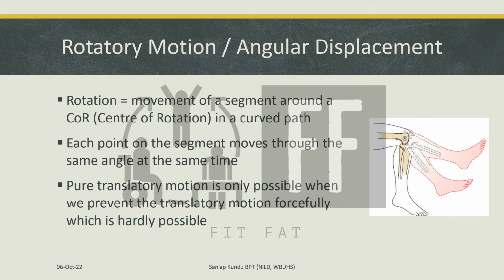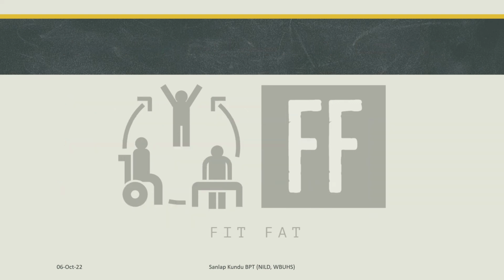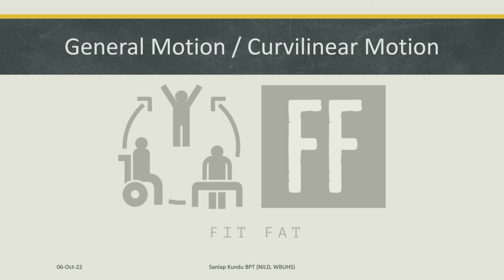So now in this figure, you can see an example of rotatory motion where each point in the tibia segment moves through the same angle at the same time at a constant distance from the center of rotation, which is A. Okay, so the third type of motion is also called general motion or curvilinear motion. Again, as the name suggests, curvilinear means there is curve and there is linear in the motion. So curvilinear means there is a translatory and a rotatory component in the complete motion.